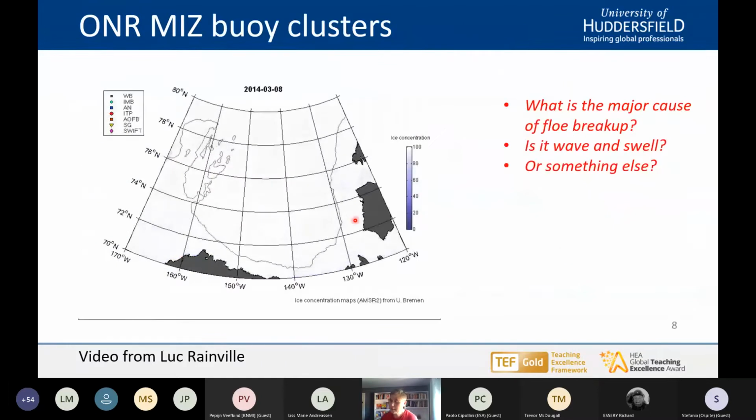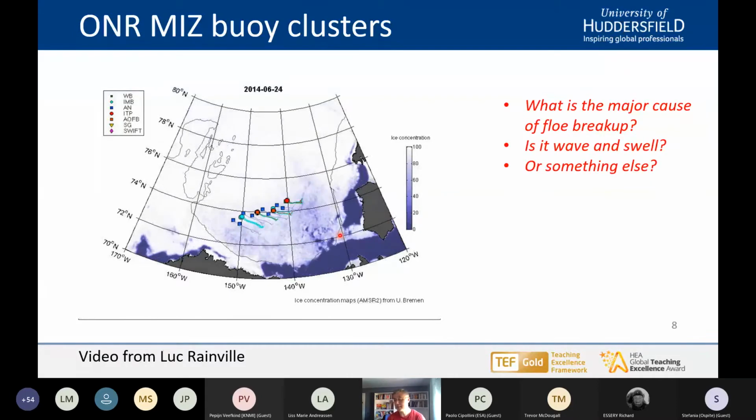In this animation, you can see these points popping up. These are the buoy clusters. And then you see them drifting over time from April to August. This blue area is the open water area. So you can see how this cluster of buoys drifts alongside the changing Arctic sea ice concentration.